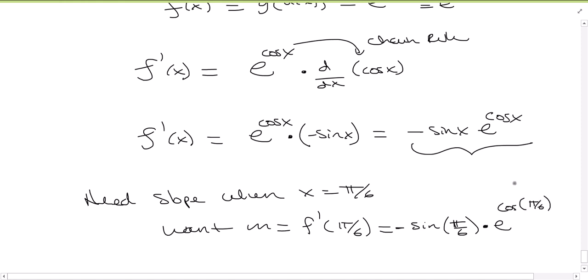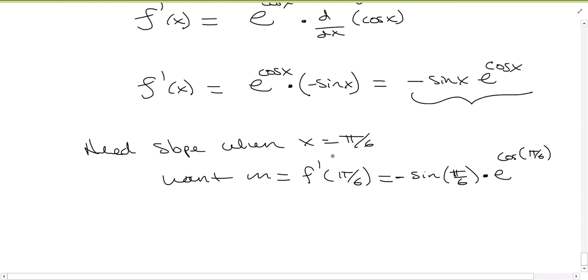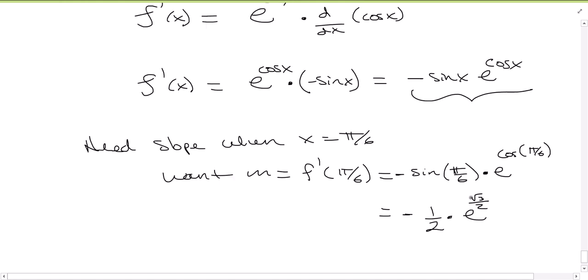And we already know e to the cosine of pi over 6 is e to the root 3 over 2. So what is sine of pi over 6? Sine of pi over 6 is 1/2, and then e to the cosine of pi over 6 is e to the square root of 3 over 2. So then this is our slope.